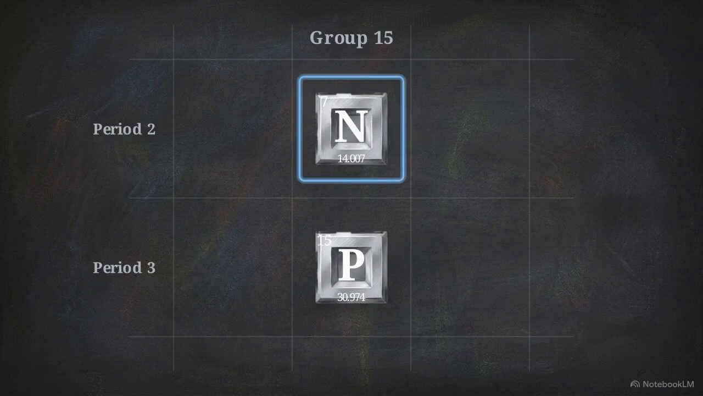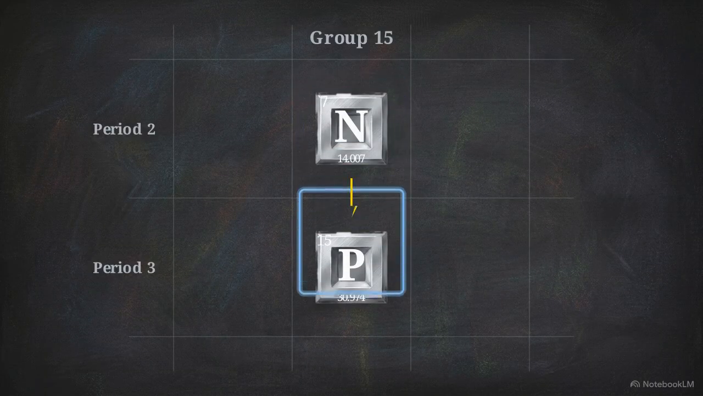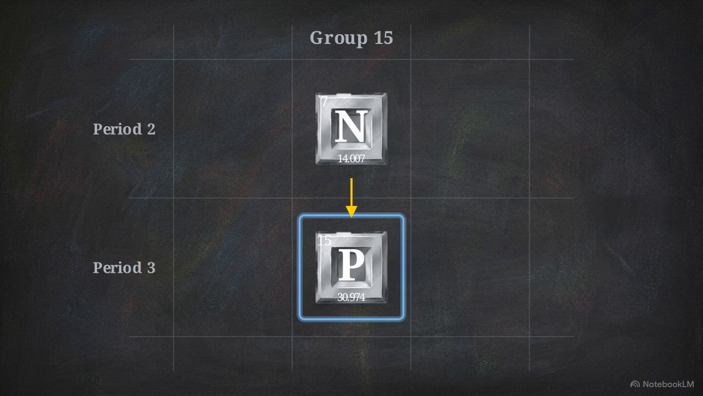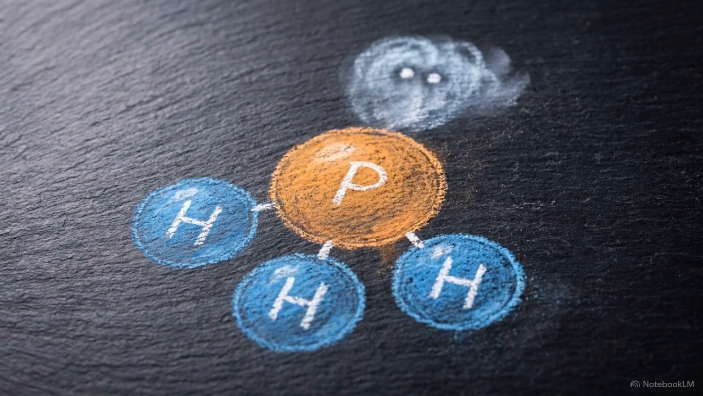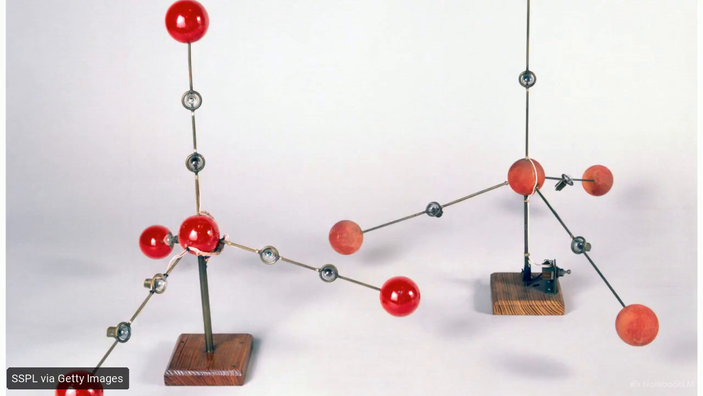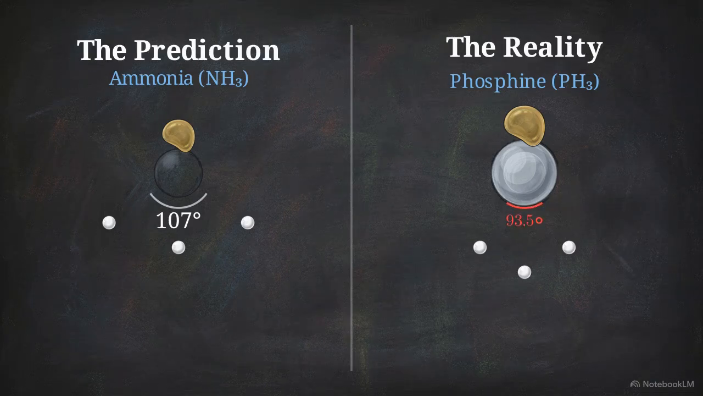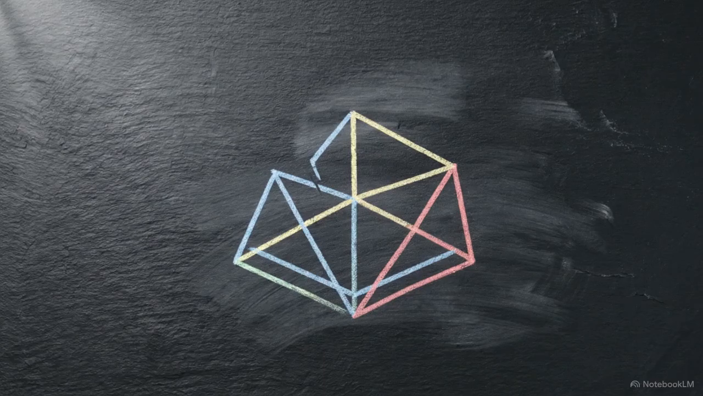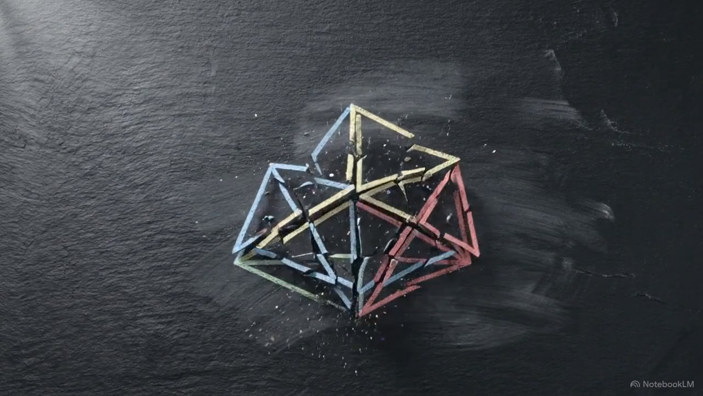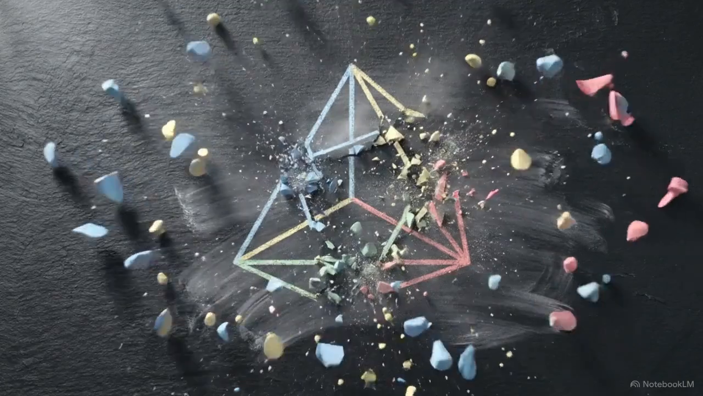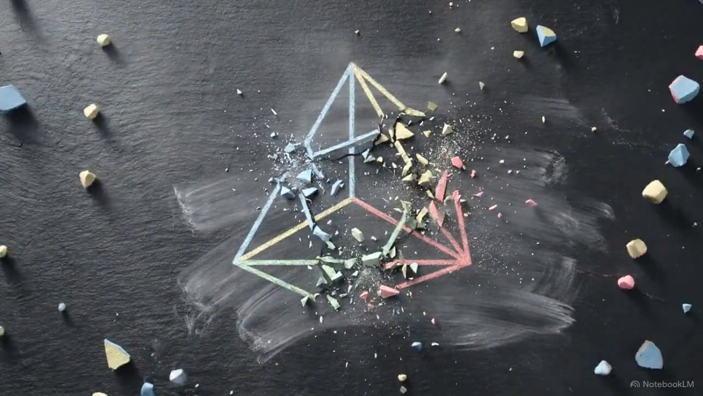Move down one row on the periodic table from nitrogen to its heavier group 15 neighbor, phosphorus, and those rules begin to unravel. When phosphorus bonds with 3 hydrogen atoms to form phosphine, it shares the exact same steric number as ammonia. The standard model predicts a nearly identical bond angle. The experimental reality is that phosphine's bond angle is 93.5 degrees. A 14-degree collapse cannot be mathematically explained by simple lone pair repulsion. The standard sp3 hybridization model has reached its limit.